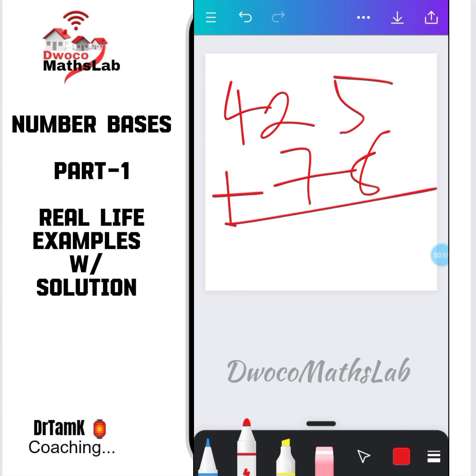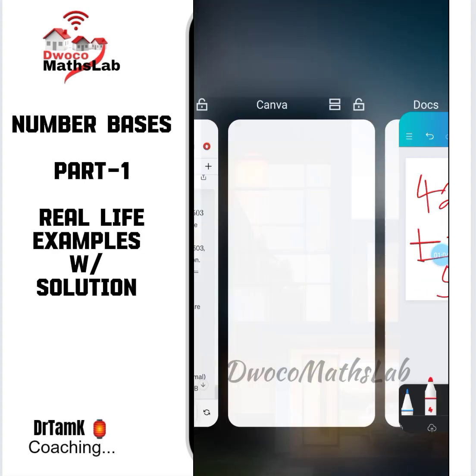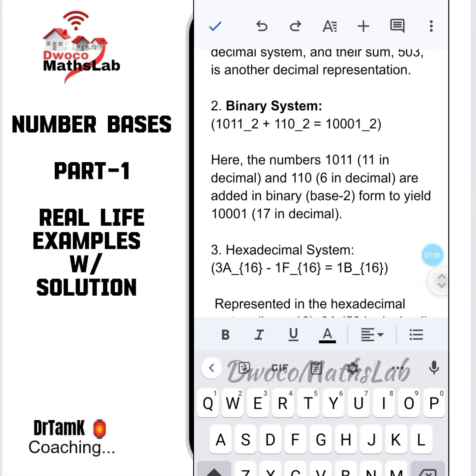Your 5 plus 8 is 13. You write your 3 and carry 1. Then your 2 plus 7 is 9, plus the 1 you carried gives you 10, carry 1 again, and then plus this one gives you 5. That gave us 503. So that is why we got the result here as 503.